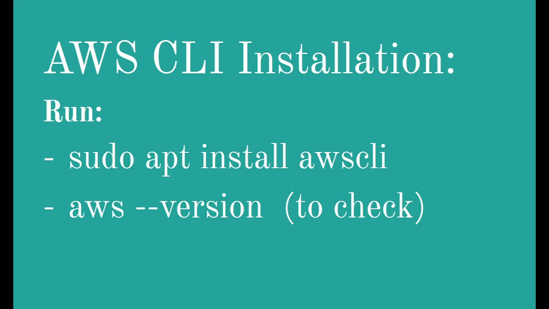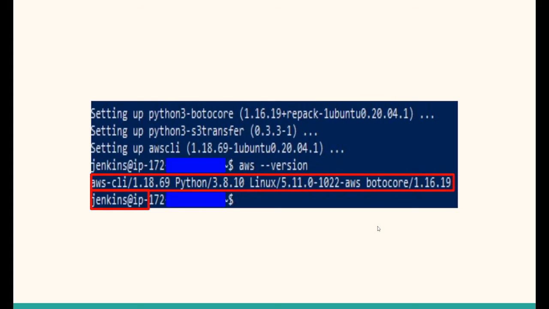So we need to run sudo apt install awscli, and we just check for the version to make sure that it's installed: aws --version. Here we are, that's our terminal, that's the version that we got. So everything went good, and make sure you're under the user Jenkins.